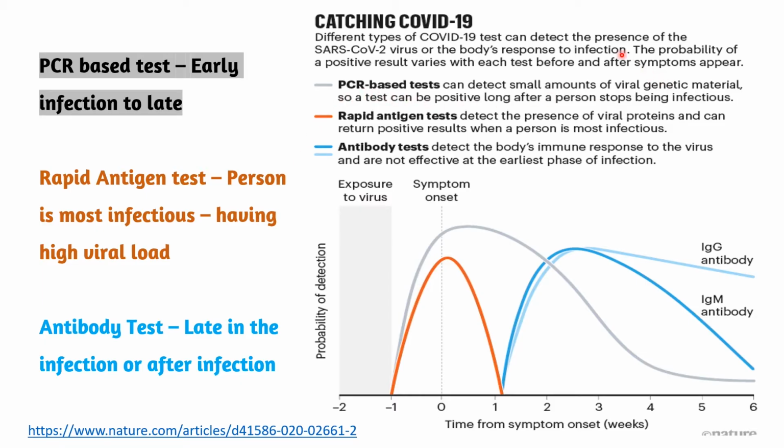Now let me tell you the difference between all the diagnostic tests that I just told you about. If you take a look at this graph, the PCR-based test can detect small amounts of viral genetic material, so a test can be positive long after a person stops being infectious. Rapid antigen test detect the presence of viral proteins and can return positive result when the person is most infectious. And the antibody test, indicated by the blue lines in the graph, can detect the body's immune response to the virus and are not effective at the earliest phase of infection.